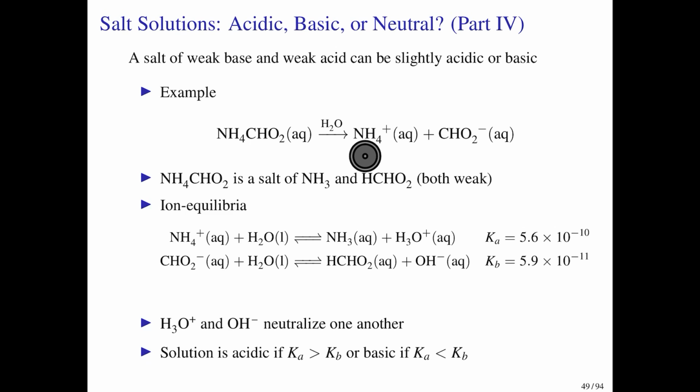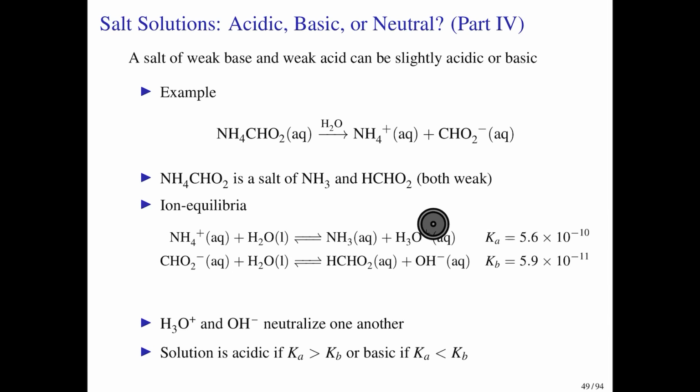We associate ammonium with the weak base ammonia. Therefore, this is a fairly strong acid that can hydrolyze water to give us hydronium. The formate we associate with the weak acid formic acid. Therefore, formate is a fairly strong base. It accepts a proton from water, giving us formic acid and leaving some hydroxide.